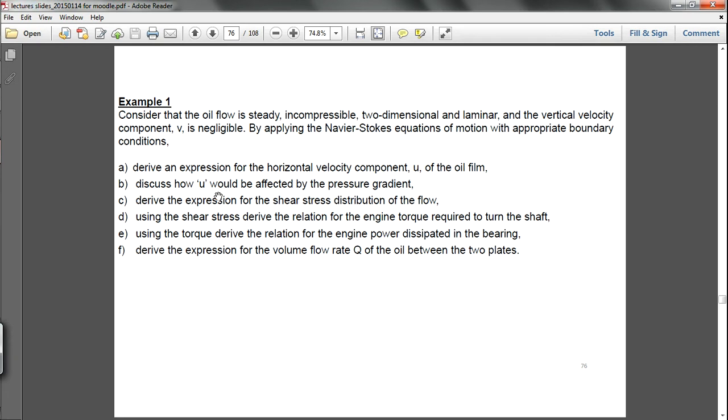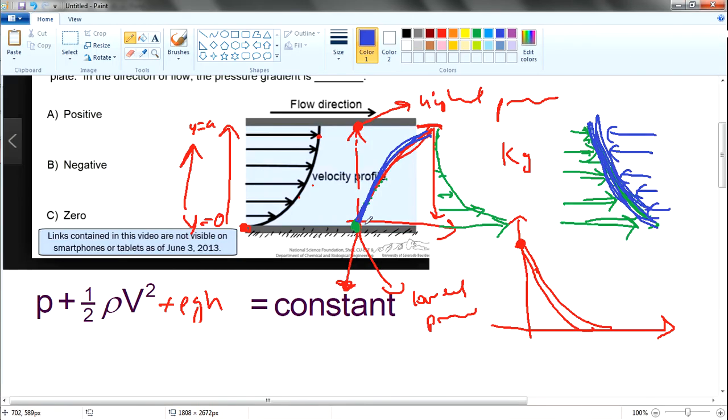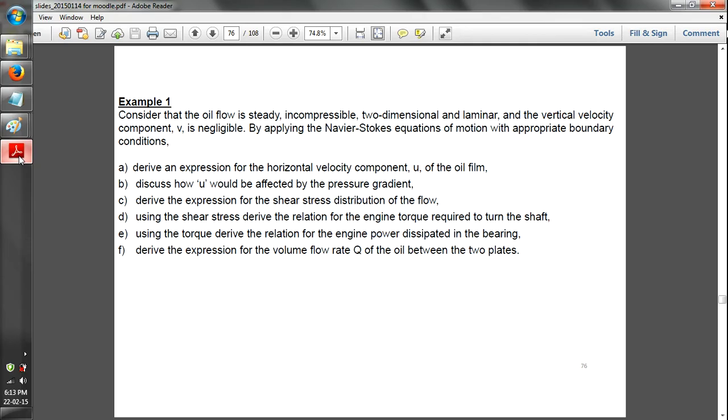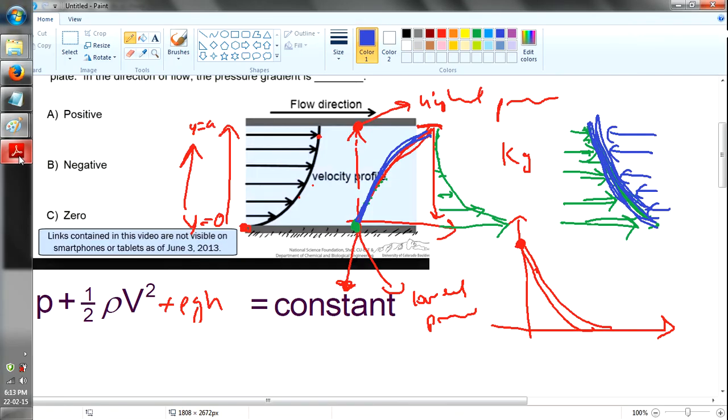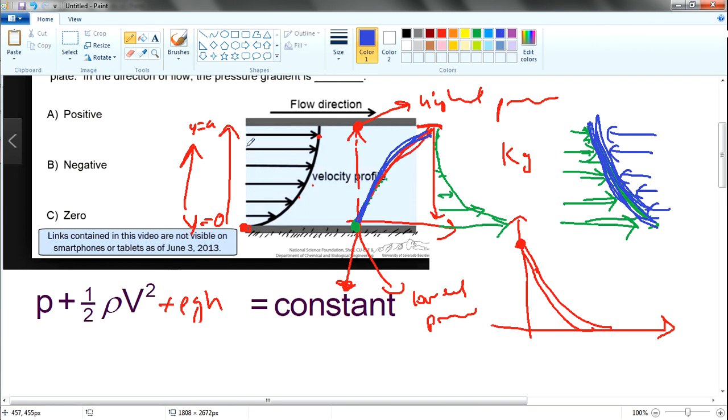So how would it be affected? If the pressure gradient is positive, the velocity of the particle itself will move in the opposite direction, because we have to follow what the lecturer says. While if the pressure gradient is negative, then it's going in this direction. If it's positive, then it's going in the opposite direction.